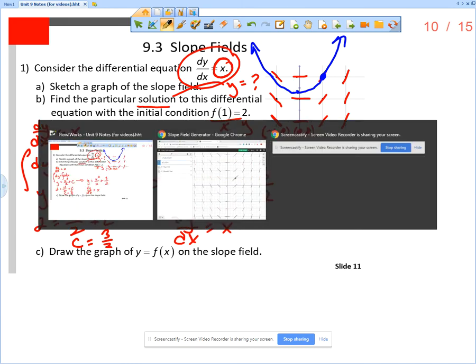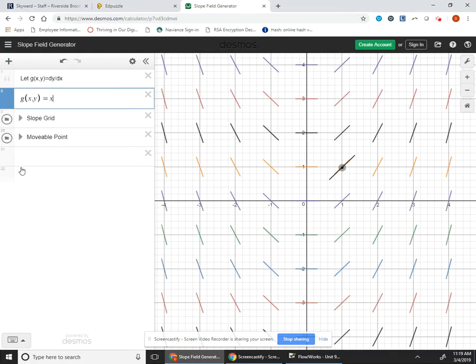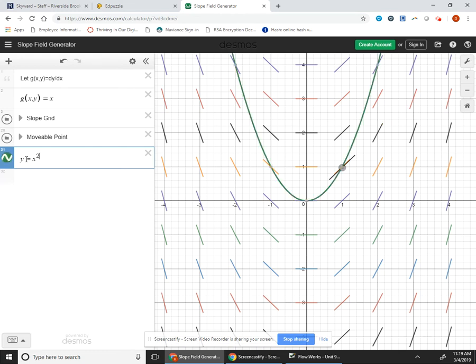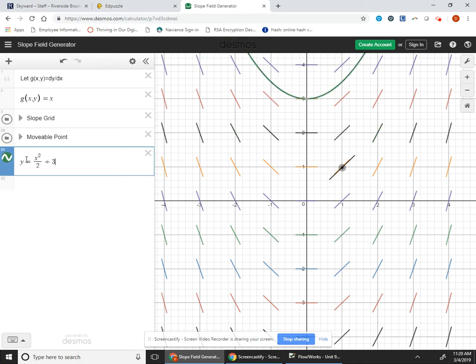Now if I were to go back over here and write that equation, y equals x squared over 2, and then plus 3/2. You can see, obviously, that this goes through the point (1, 2), like we said, and then follows that. Now, of course, this is a parabola facing upwards. It's been shifted up 3/2, so that's not a huge deal. We should be able to draw that.